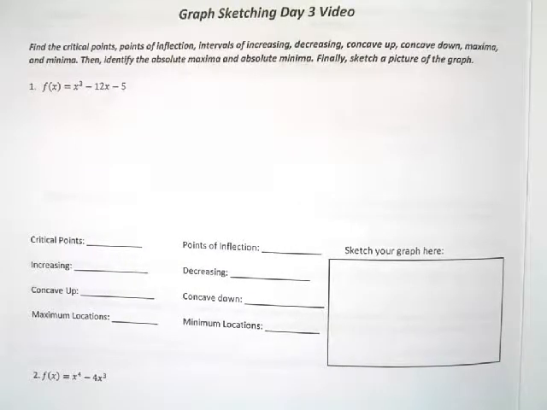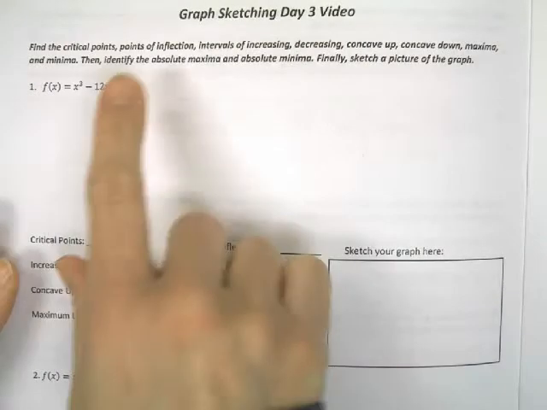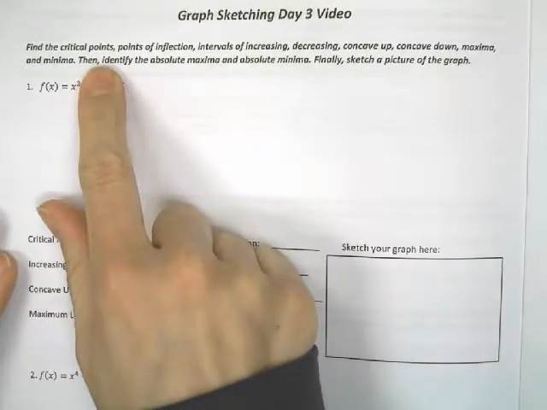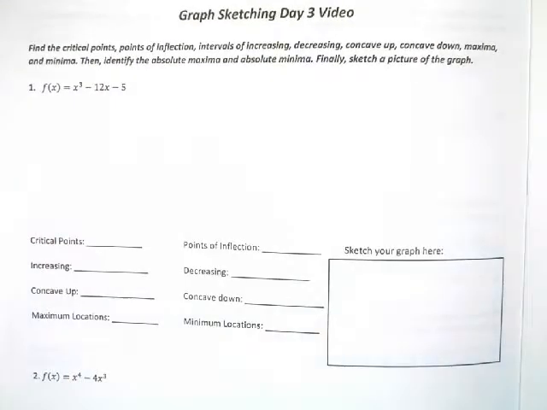This is day 3, and what we're going to be doing is pulling together everything we've learned so far so that ultimately we can actually sketch our graph based on what we know. So if you look at the top, we're going to be finding everything. We're going to be finding critical points, points of inflection, where it's increasing and decreasing, concave up and concave down, all of our extreme values, and then we'll be using that information to sketch a picture of the graph.